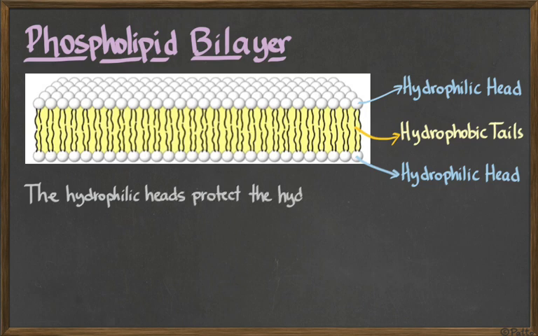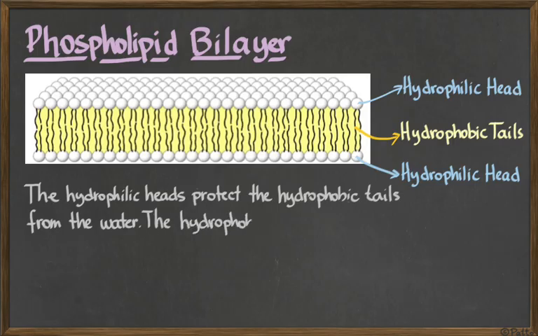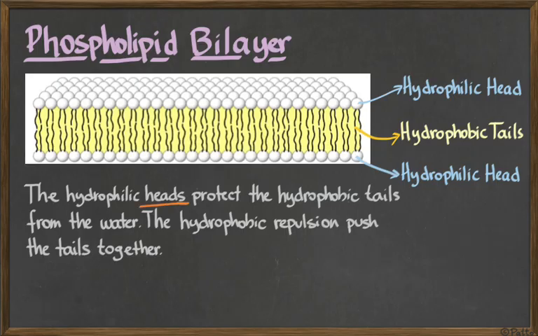So hydrophilic heads, they protect the hydrophobic tails from water. The hydrophobic tails, they are repulsing water, so they push the tails together and they keep the entire membrane together. So the membrane actually is kept by this, by the heads protecting the tails repulsing water, so getting attracted to each other, so they get together. A membrane is nothing more than a bunch of fats that are forced together by water. So because of water, they have to stay together.